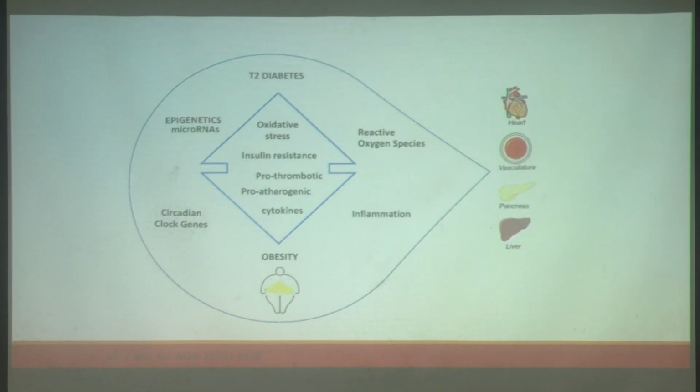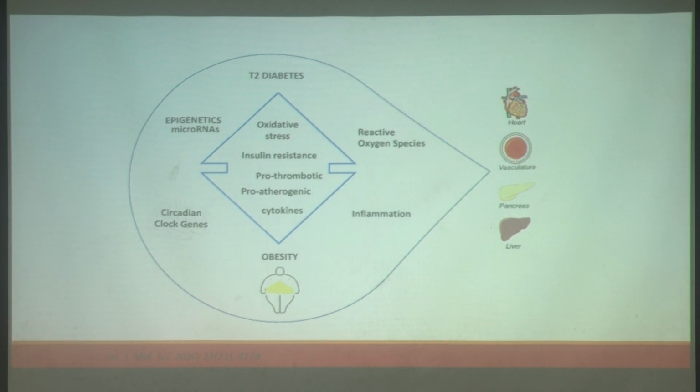life of our diabetics. This is a very common slide, most of you would have seen, showing the interplay between diabetes and obesity. Apart from the genetic factor, both of them have similar kinds of influences, for example epigenetics, circadian clock genes, ROS (reactive oxygen species), and inflammation. Put together, these contribute to oxidative stress and insulin resistance, and can invoke a prothrombotic or pro-atherogenic scenario, of course with the elevation of cytokines and inflammatory markers.